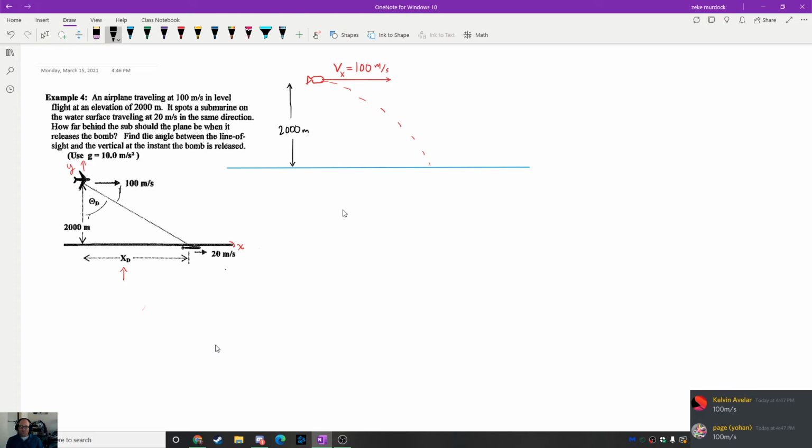And what else do we know? That's pretty much it, right? So one thing that we could figure out is, relative to where it starts right here, we could figure out how far the bomb is going to fall, right? We could figure out delta x right here.